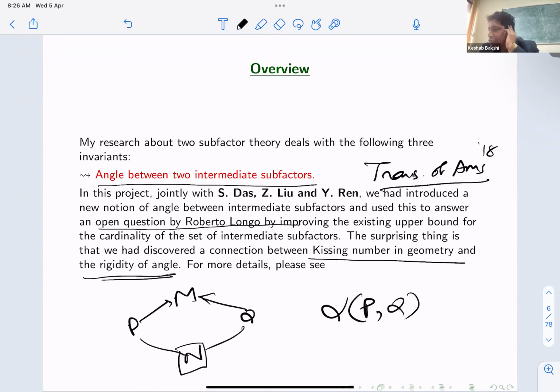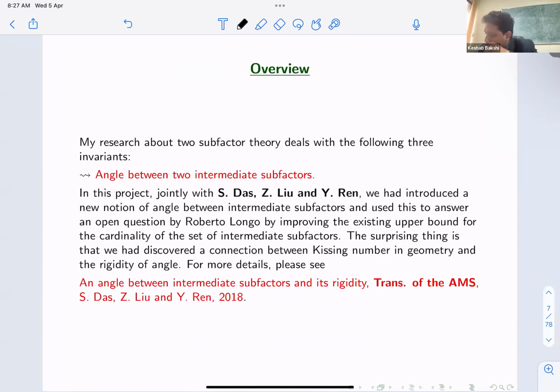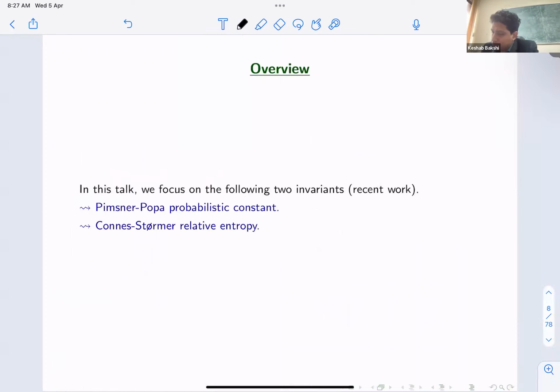a lot of future research should be done on this. We don't know much about, for example, the possible values of that angle, and we need more applications of the angle. So this is one nice research direction. But there are other things in two-subfactor theory.